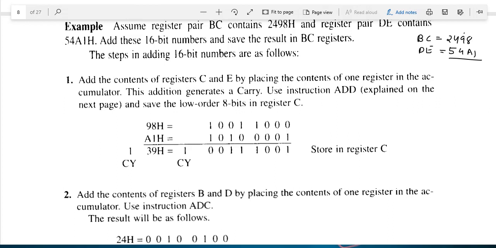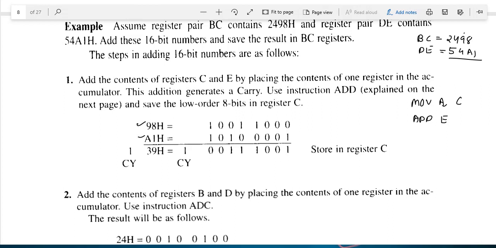So if I write a program for this system addition, what we will do, we will move one data, either C or E, into the accumulator. For example, I move C into the accumulator. Then I write ADD E. This will add C with E. Here, C is having 98, E is having A1.